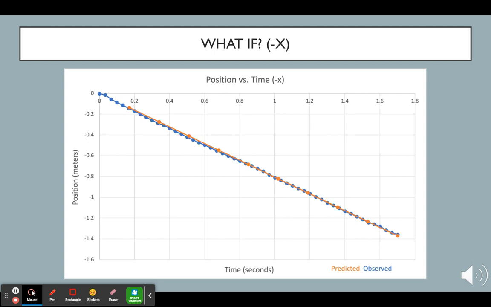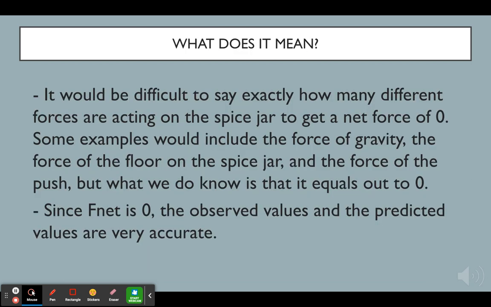So what if we flipped it so that the jar was rolling in the negative x position? If it was flipped this way, it would still have the same absolute value of the slope. The velocity would be negative 0.797 meters per second instead of positive, but the ratio of position to time would not change. So what does this mean exactly?